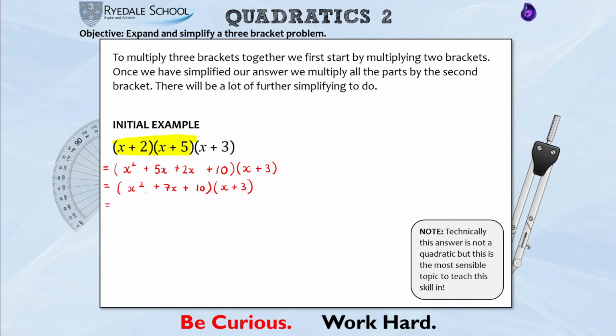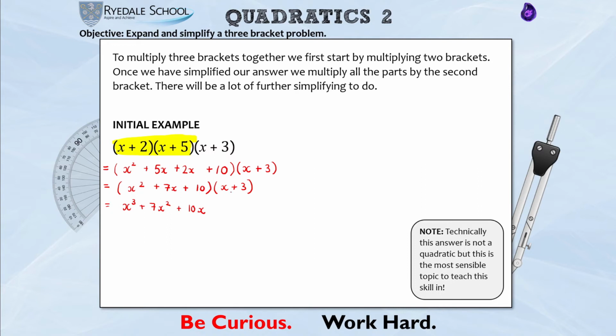So, I'm going to start with x squared times x. Well, an x squared times another x is an x cubed. So I've done that one times x. I'm now doing this one times x. And 7x times x is 7x squared. And then finally, the third one times x. 10 times x is 10x. So I've now times each of the three terms here by x.